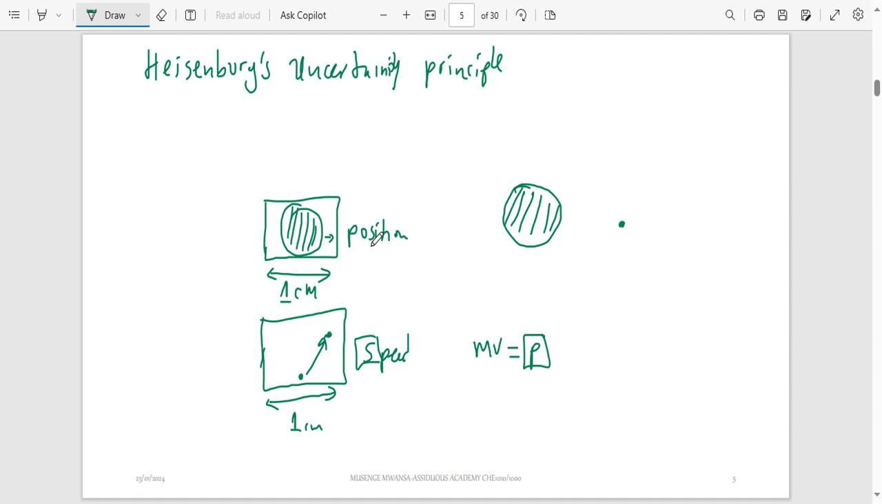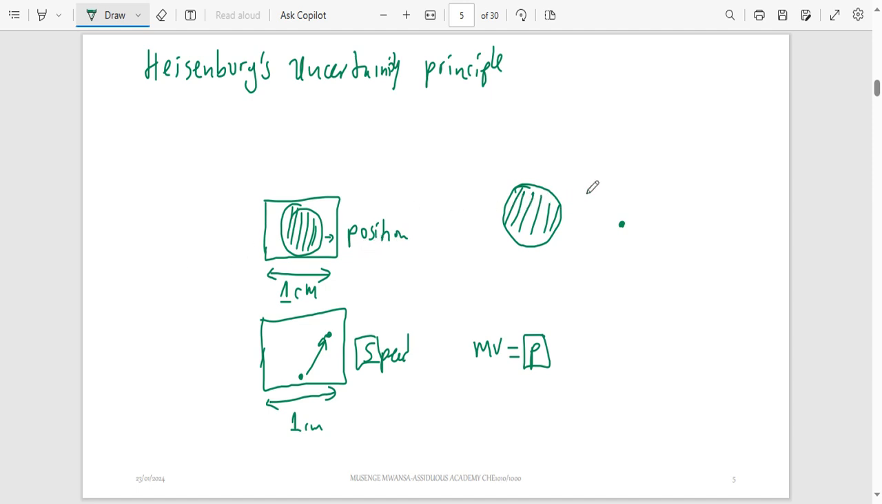If you know the position, you will not know the momentum. If you know the momentum, you will not know the position accurately. In other words, Heisenberg's uncertainty principle states that there is a fundamental limitation to just how precisely we can know both the position and momentum of a particle at a given time. There's a fundamental limitation to just how we can know both of them.